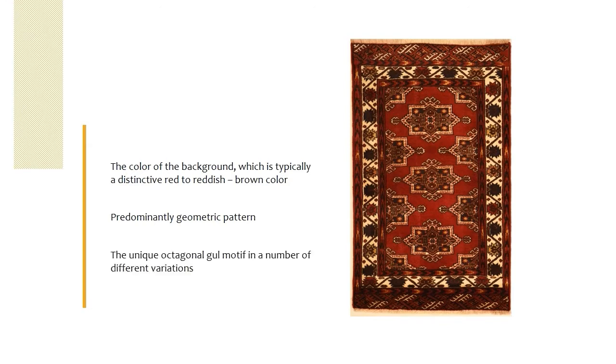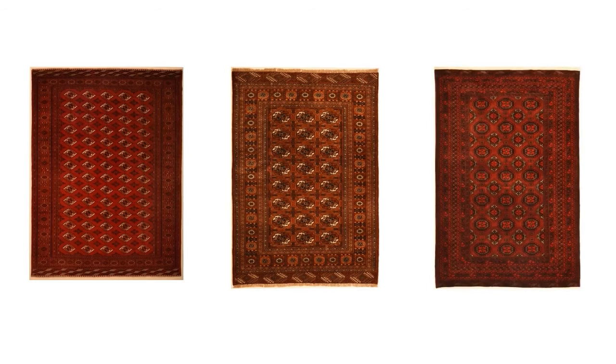The third feature that you will see in all Turkmen rugs is the unique octagonal gull motif in a number of different variations. An interesting aspect regarding the gull variations is that in the earlier rugs, the motifs from each tribe look distinctly different from the others. However, over the years as tribes battled with one another, the uniqueness of the designs was lost as the victorious tribes began incorporating the styles of the tribes that they conquered into their own designs.